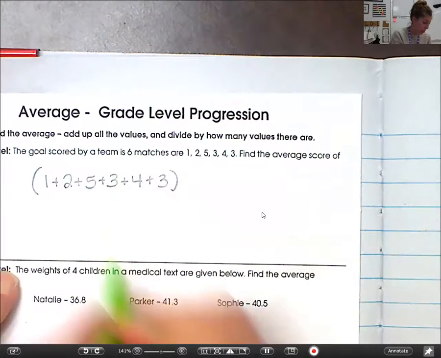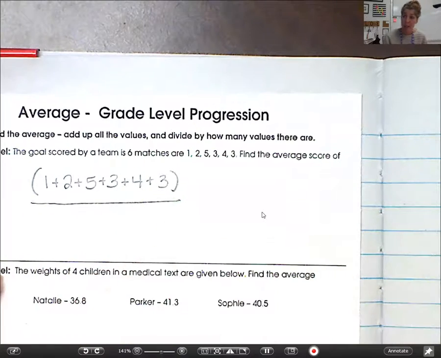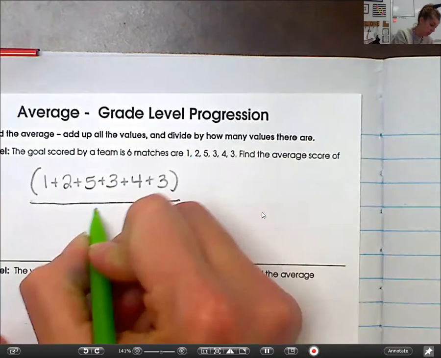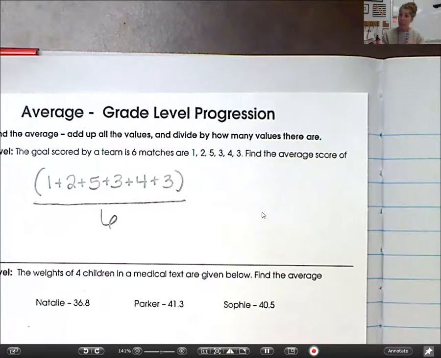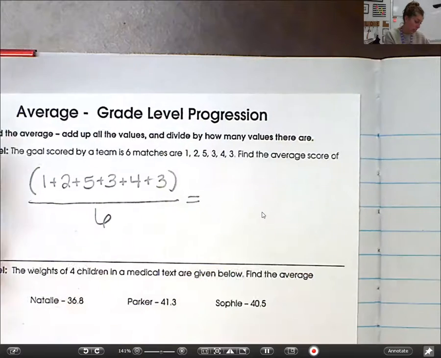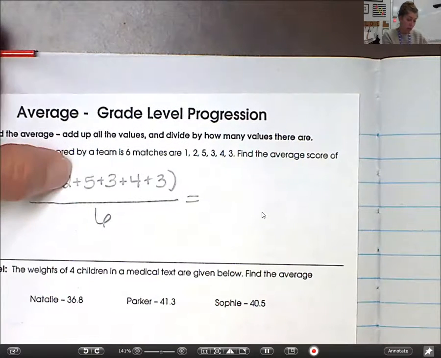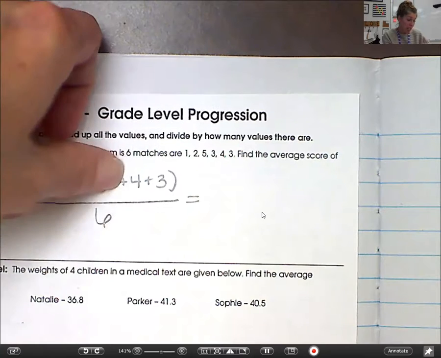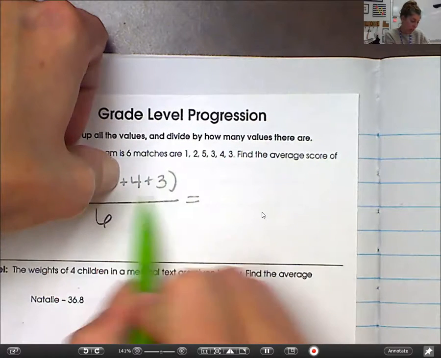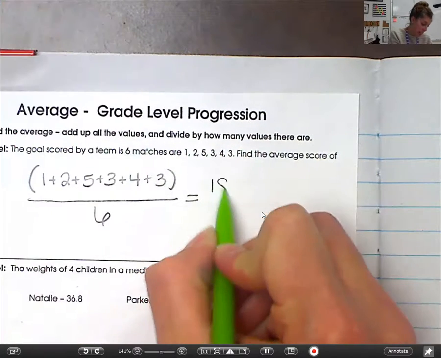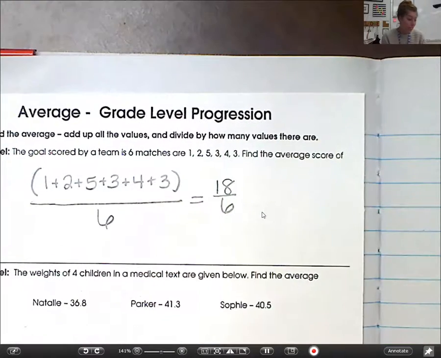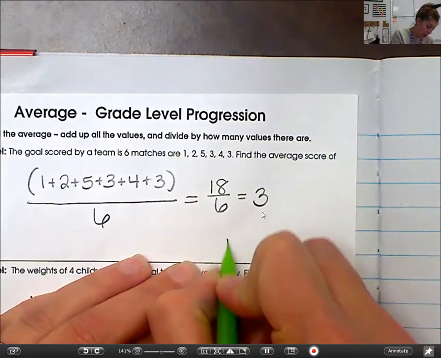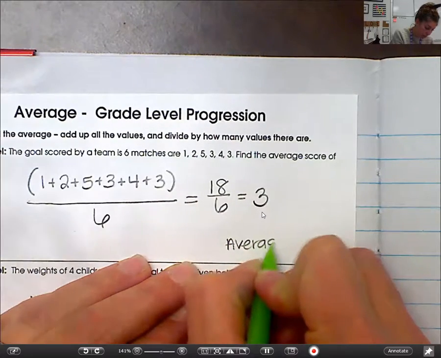And after I add them together, I'm going to divide by how many there are: 1, 2, 3, 4, 5, 6 different numbers. Okay. So I'm going to simplify that expression. 1 plus 2 is 3, plus 5 is 8, plus 3 is 11, plus 7 is 18, which I would then divide by 6 to get 3. Average goal.